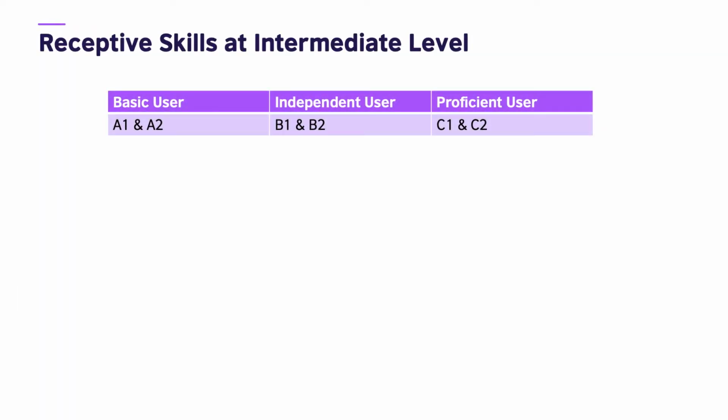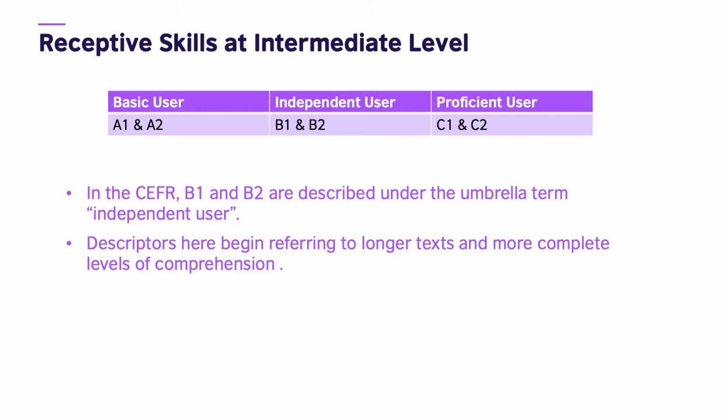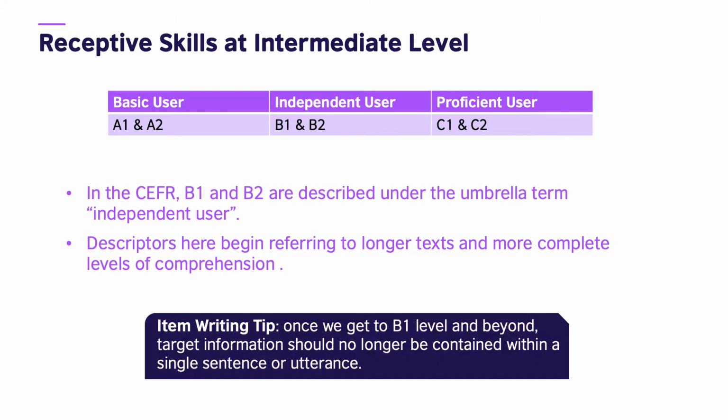In the CEFR, language users are divided into the umbrella categories of basic user, independent user, and proficient user. The independent user category is subdivided into B1 and B2 level. Concerning the receptive skills, at this intermediate level, descriptors begin referring to longer texts and to a more global rather than a mere local level of understanding. However, this presentation focuses only on B1 level, because B1 items are quite distinct on their own and bring with them their own specific considerations and challenges.